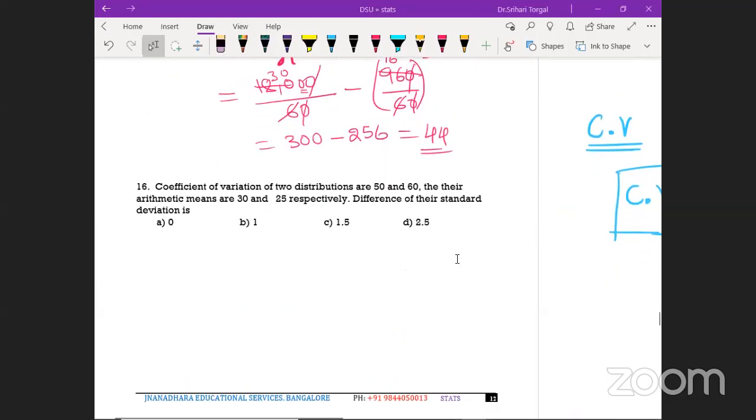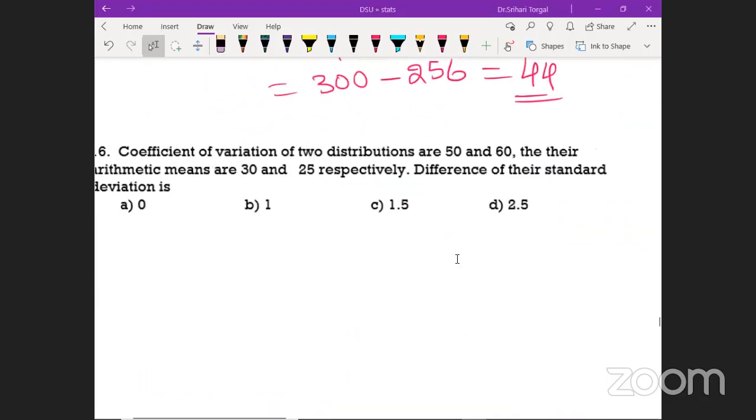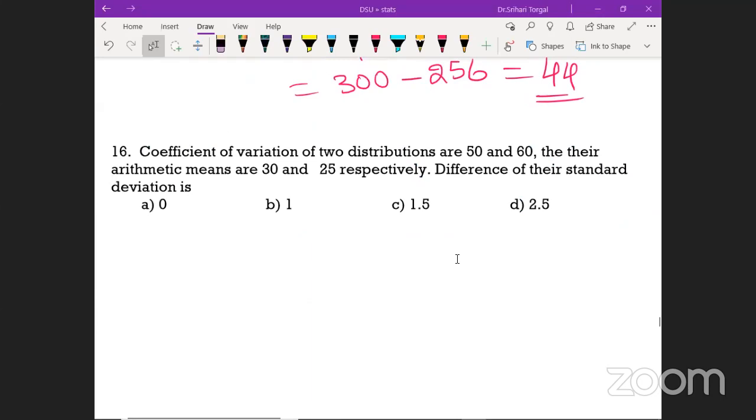Do this. Similar type, but they have asked the difference of the standard deviations. First, you need to calculate the standard deviation, then we'll go for taking the difference. There are two data, CV1 and CV2. Make it two separate cases and find out the standard deviation.